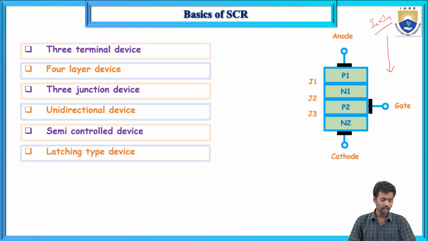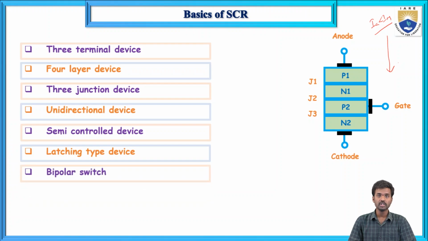And it is a latching type. So once the SCR is turned on, we cannot turn it off through the gate. Means once it is latched up, when SCR comes from forward blocking mode to the forward conduction mode, that is latch up. So it is a latching type device.